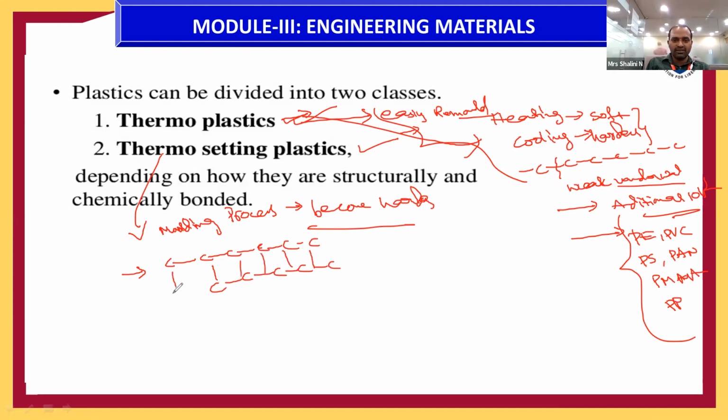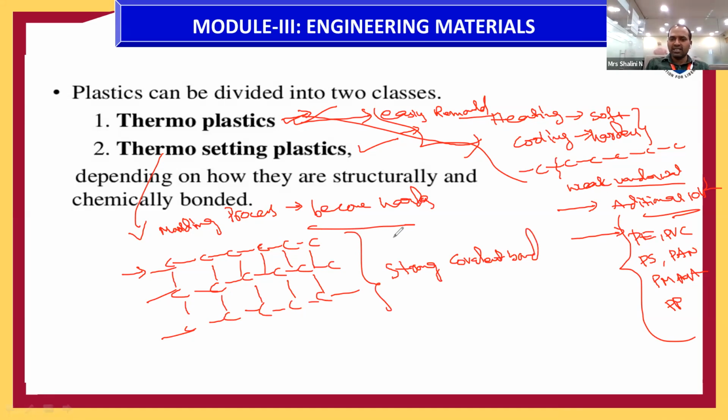In between carbon to carbon, you see, strong covalent bonds are present, with three-dimensional cross links. That's why, after the molding process becomes hardened, they can't be softened. These are mainly formed by condensation polymerization. The example of that is nylon 6.